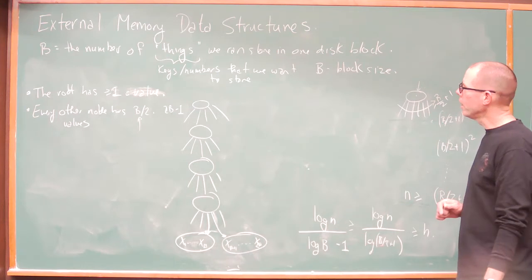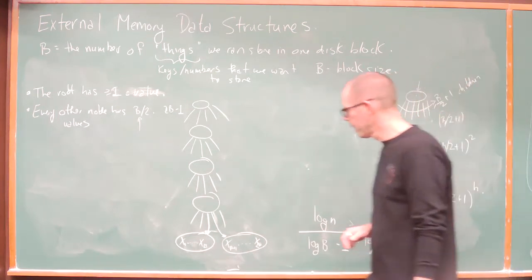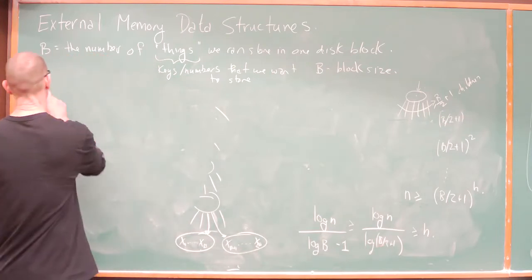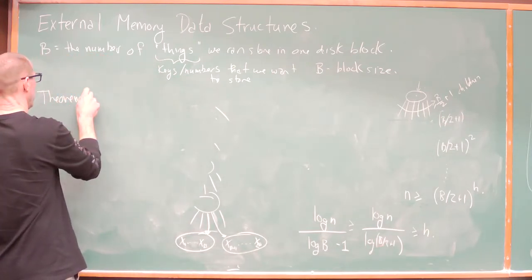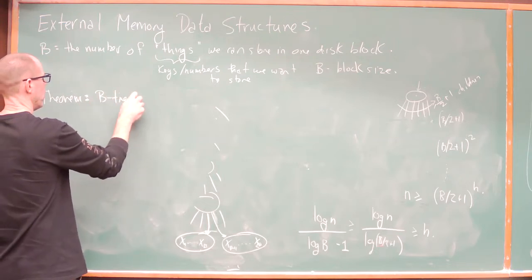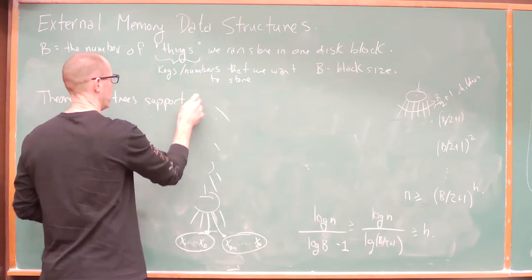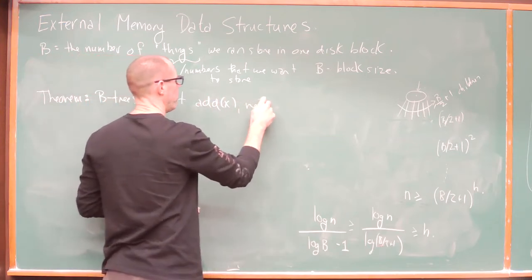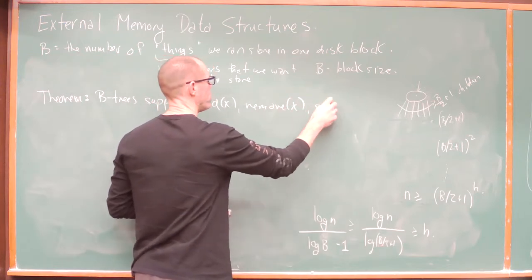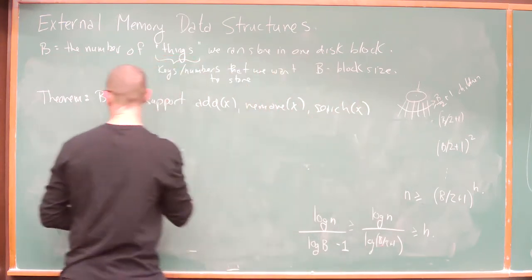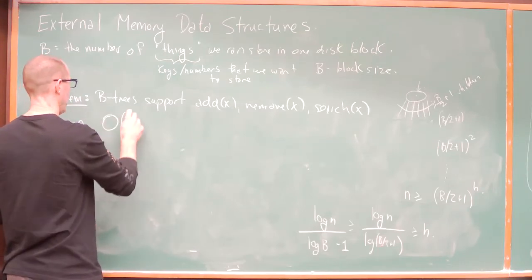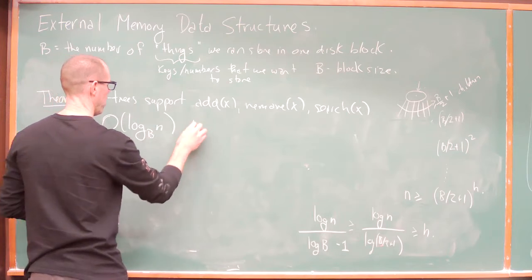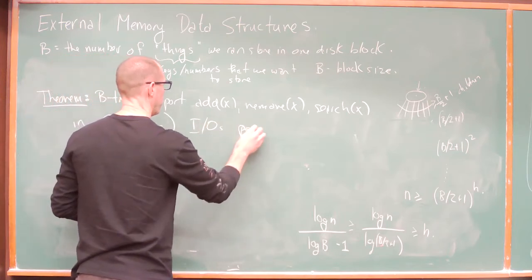So all that to say is that B trees support add, remove, and search in O of log base b of n IOs per operation.